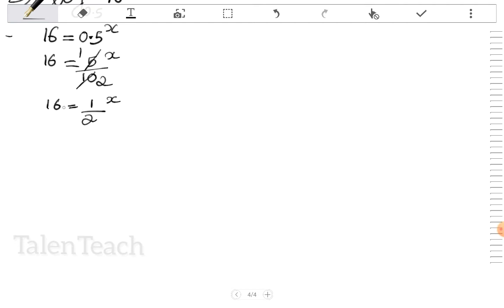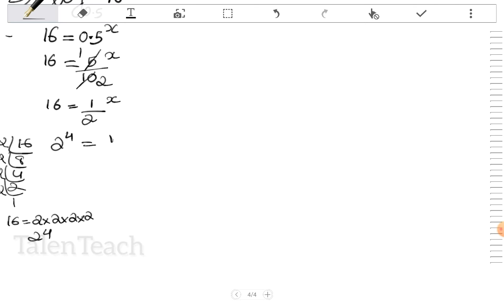So let's write 16 in terms of 2. So 16, 2, 8, 2, 4, 2, 2, 2, 1. So 16 we can write as 2 into 2 into 2 into 2. That is 2 raised to 4. So we can write 16 as 2 raised to 4 is equal to 1 by 2 raised to x.